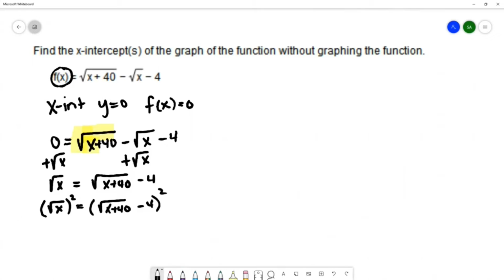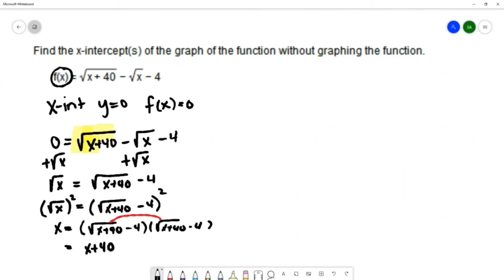On the left-hand side, the square root and the square cancel each other out. And on the right-hand side, we're going to multiply this out. It becomes square root of x plus 40 minus 4, times square root of x plus 40 minus 4. When I multiply square root of x plus 40 times square root of x plus 40, that becomes x plus 40.